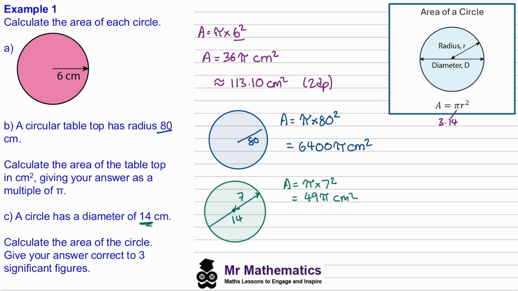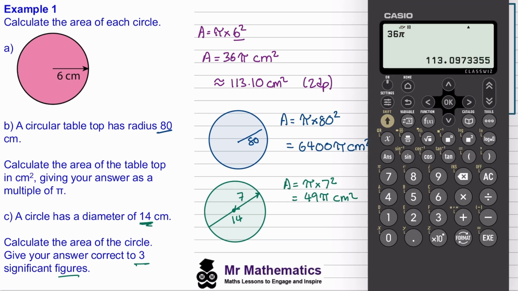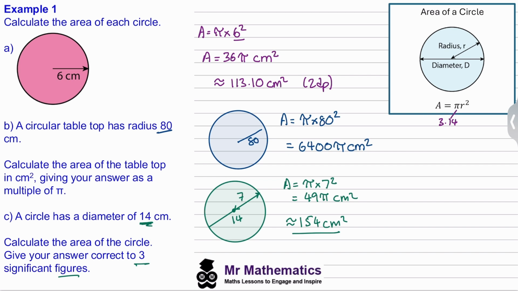And we want it as a decimal to 3 significant figures. So if we go to our calculator, we'll enter 49 pi, convert it to a decimal, and we get approximately 154 to 3 significant figures. Okay, let's try some more examples.